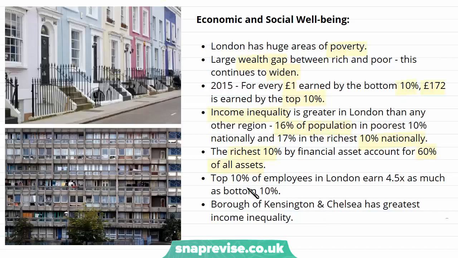So also the top 10% of employees in London earn 4.5 times as much as the bottom 10%, and also the borough of Kensington and Chelsea has the greatest amount of income inequality, being the home of many of the richest people living in London, but also many of the poorest people in London.